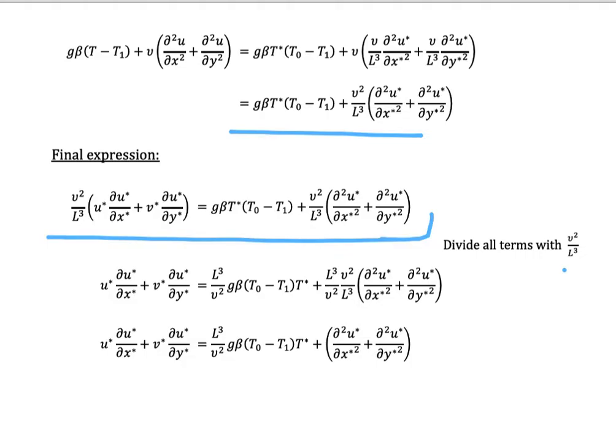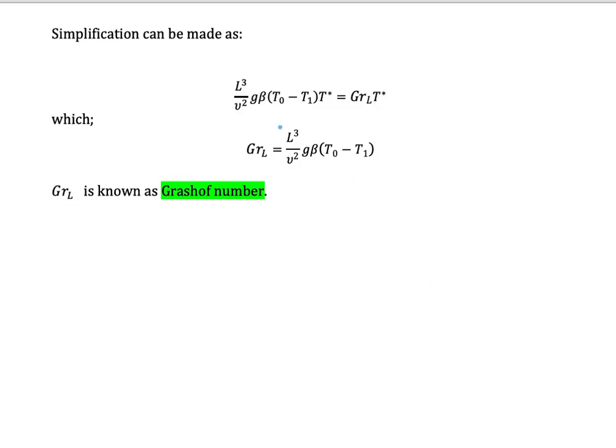Then we rearrange the final equation. We divide all terms by nu squared over L cubed, so we will have this term. If we compare with the original terms, we find an extra term here. And this term can actually be simplified as the Grashof number. That is the parameter that you could use to analyze your situation.